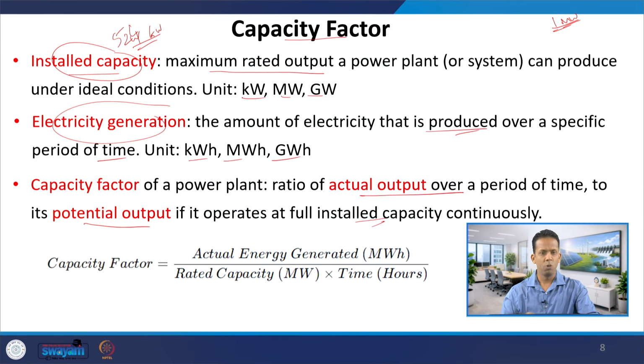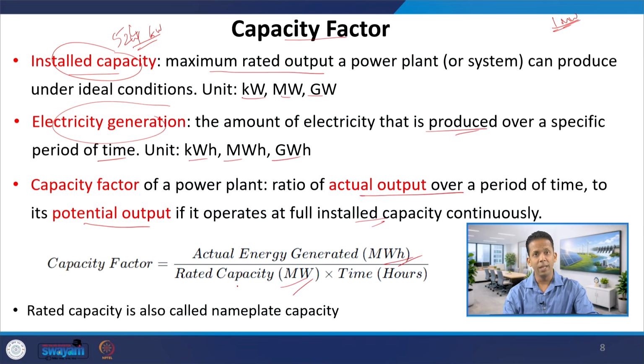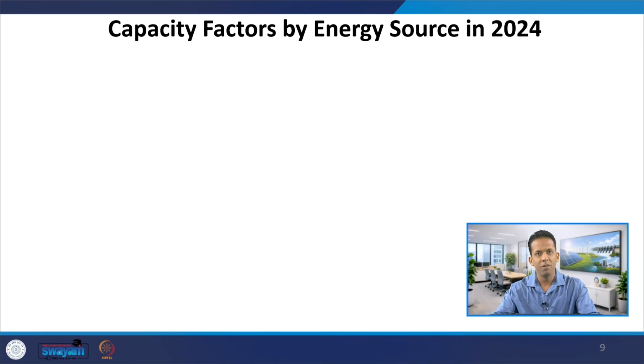In the form of a formula you can write it as megawatt hours of actual electricity generated divided by rated capacity, sometimes also called nameplate capacity, times time. So once we have these three quantities, we can easily calculate the capacity factor for any of the power plants.